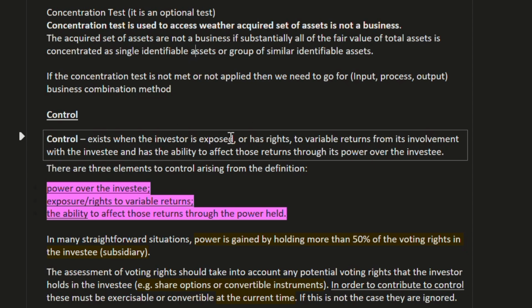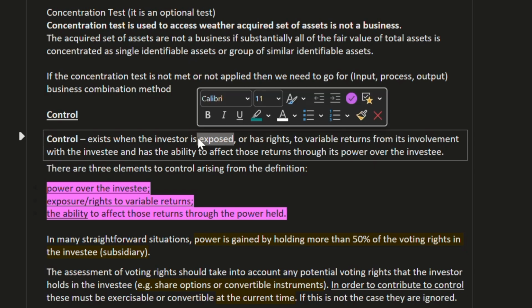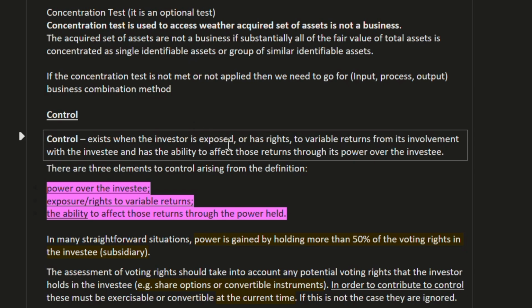So control exists when the investor is exposed. Exposed means here the investor is going to get the profit or also they will suffer the loss. So exposed means having a right to variable return from its involvement with the investee, and having the ability to affect those returns through its power held over the investee. So first, the investor is exposed to the risks and also has the power to affect those returns.